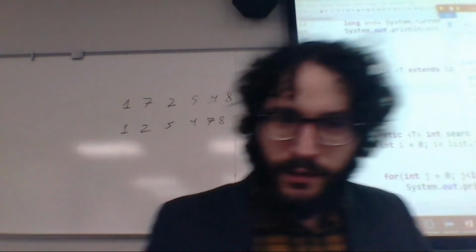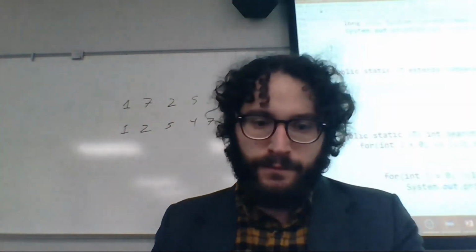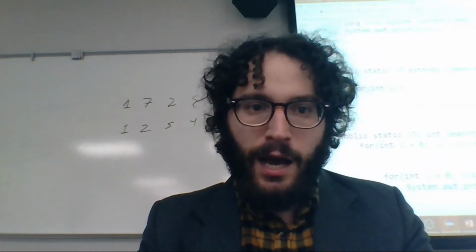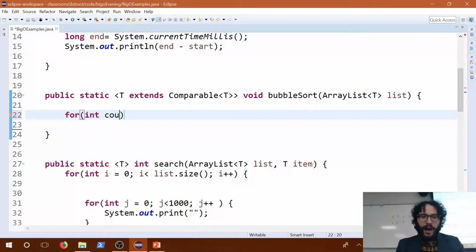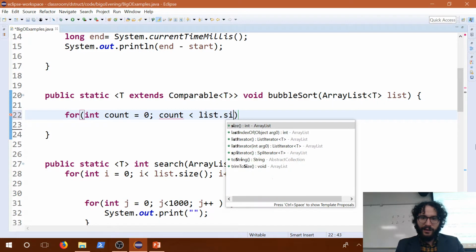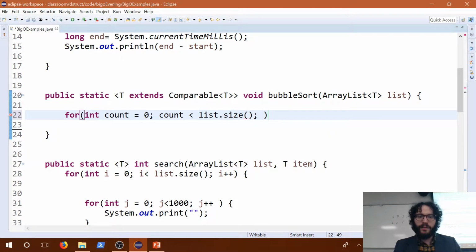Okay. So the first for loop, for int count is equal to 0, rather than using i and j, because this one's just going to count the number of times that this is going to happen. Count is less than list.size. So we're going to run this exactly as many times as there are elements in the list. Count plus plus.